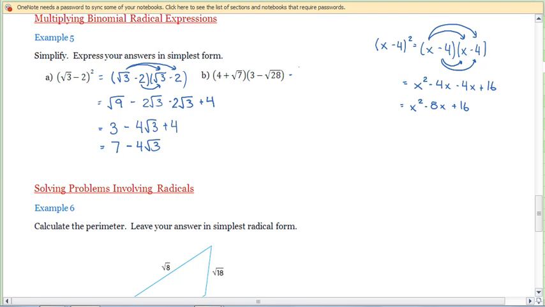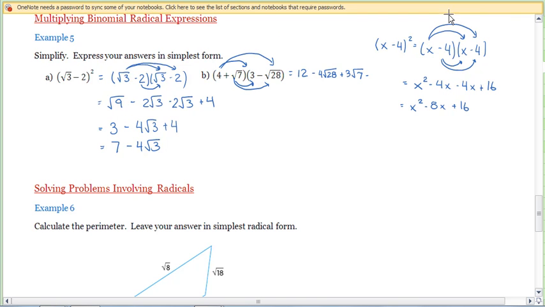Let's do this next one. So we have 4 times 3, which is going to give me 12. 4 times root 28, which is going to give me minus 4 root 28. Root 7 times 3, which will give me plus 3 root 7. And then minus and a minus, so plus root 7 times root 28.